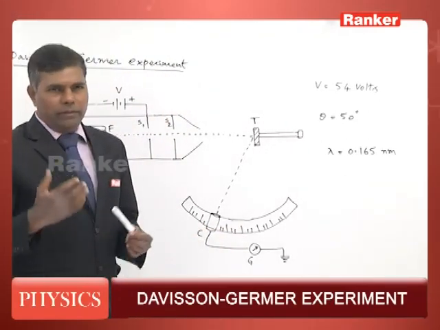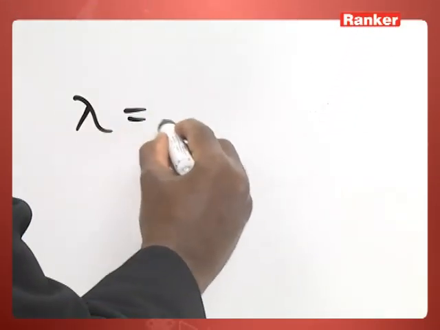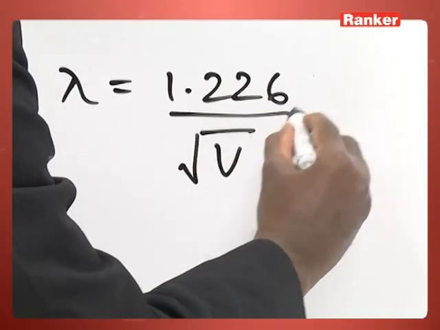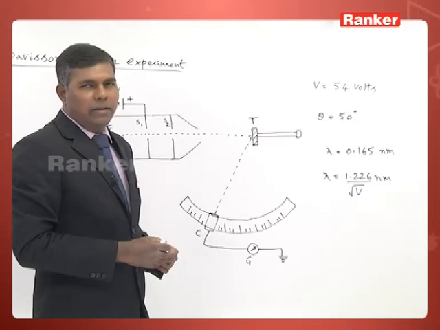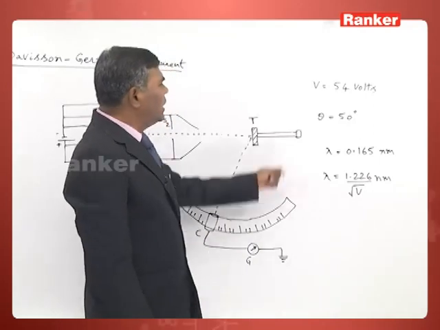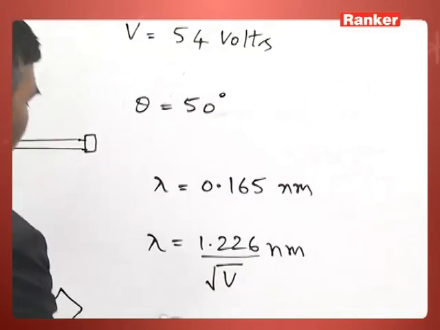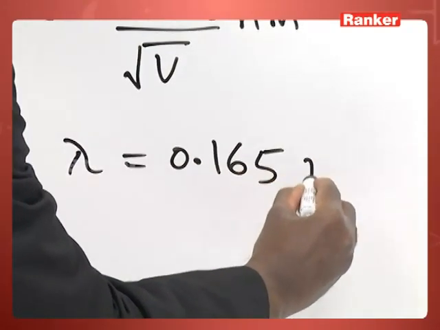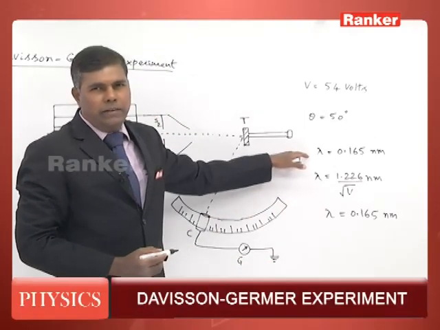Now on the other hand, if we use the matter waves concept, the wavelength of matter waves lambda is given by 1.226 divided by the square root of V nanometers, that we have seen in the previous topic. The wavelength of a matter wave is given by that expression, where V stands for the applied potential difference. Here in this case the V value is 54. If I substitute 54 in place of V, what I get is lambda equal to 0.165 nanometers, which is exactly equal to the value we obtained using the diffraction principle.